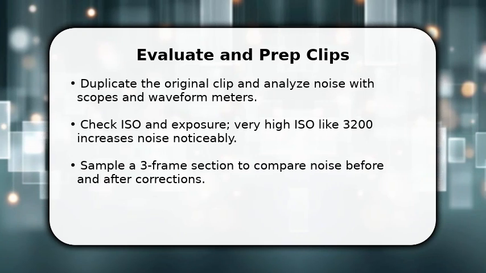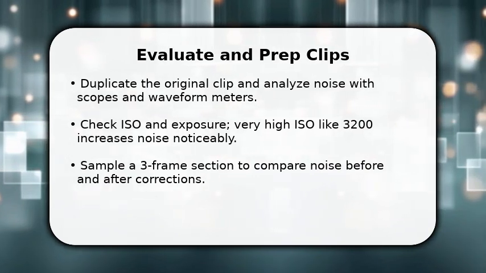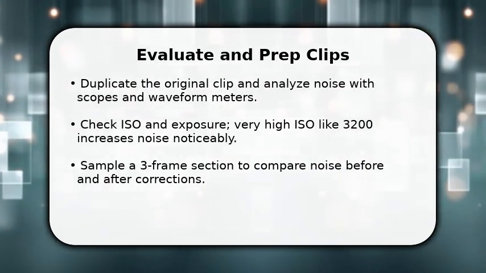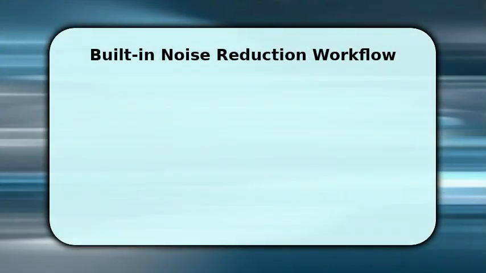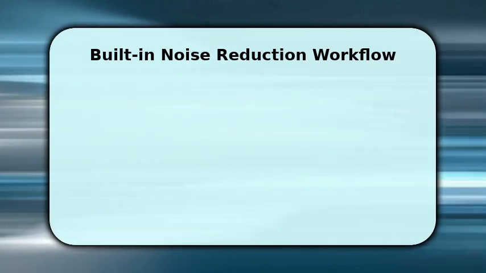Create a compound clip if you plan to apply global adjustments across multiple edits. Select the clip and add the noise reduction effect from the effects browser. Start with an amount of 0.5 and adjust between 0.1 and 1.0 based on results.